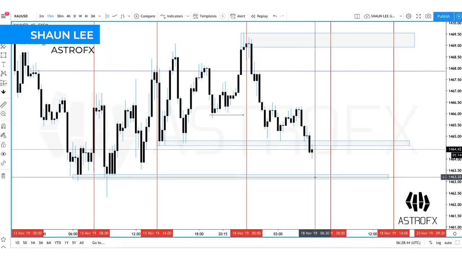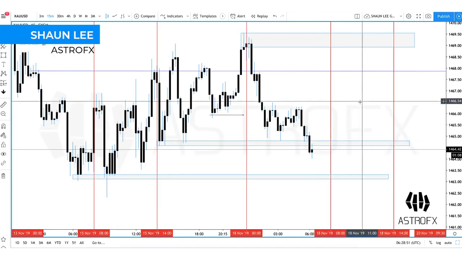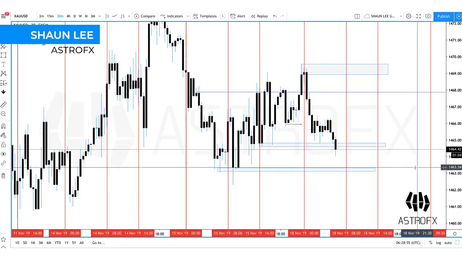Either a test into this region, I'll be careful, and then if we just simply break back above, we have London opening very, very soon. London could push gold back to the upside, because remember, my bias is long on gold.